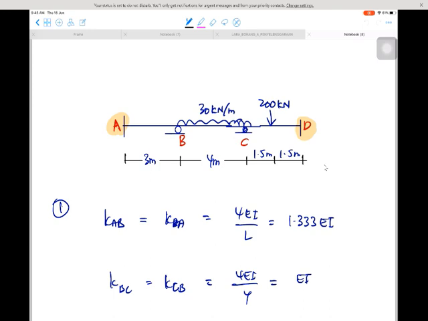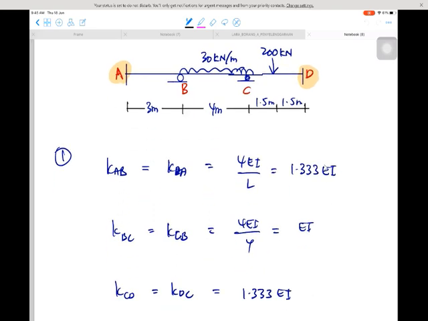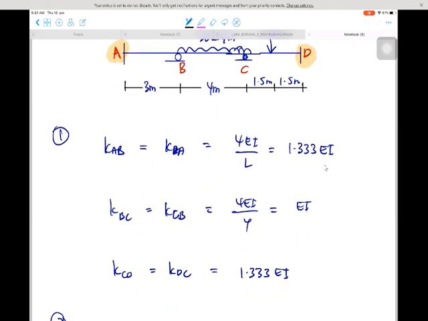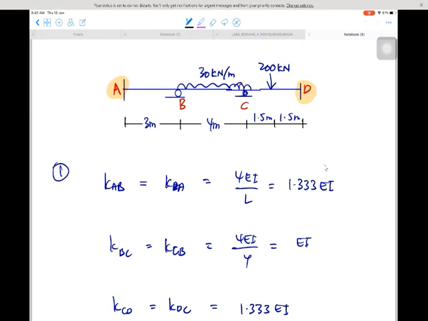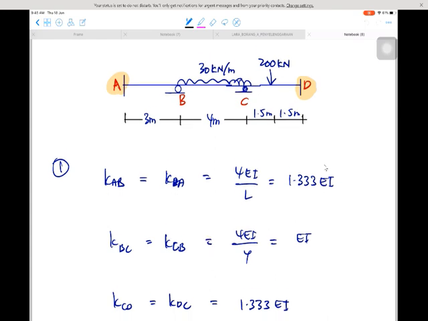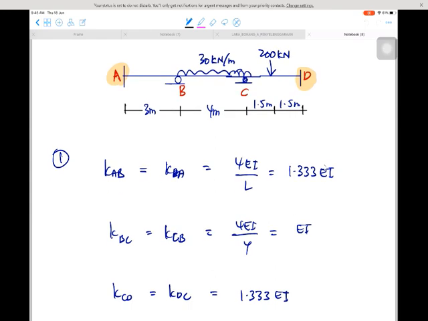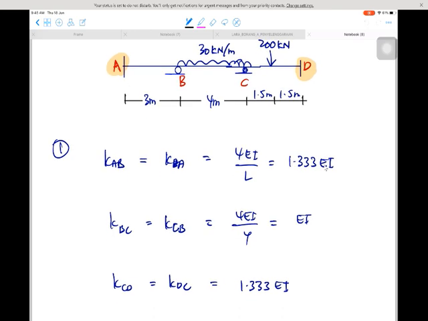Step number one, we calculate the member stiffness factor by using the formula. For this example, since A and D are fixed ends and B and C are internal, we use 4EI over L for each element as the stiffness factor.